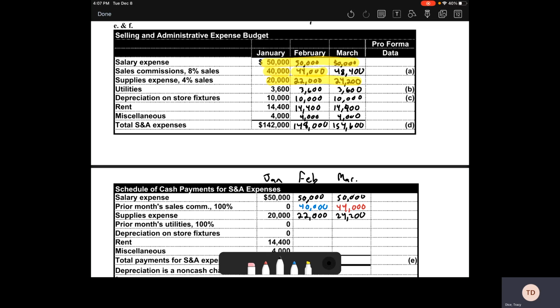Our prior month's utilities is paid out at 100%. So we know we didn't have any utilities in December, so that's why our January budget actual cash payment is 0. So now we need to go and pay our utilities for the months of January. We're going to pay that in February. And then we're going to pay out February's in the month of March.